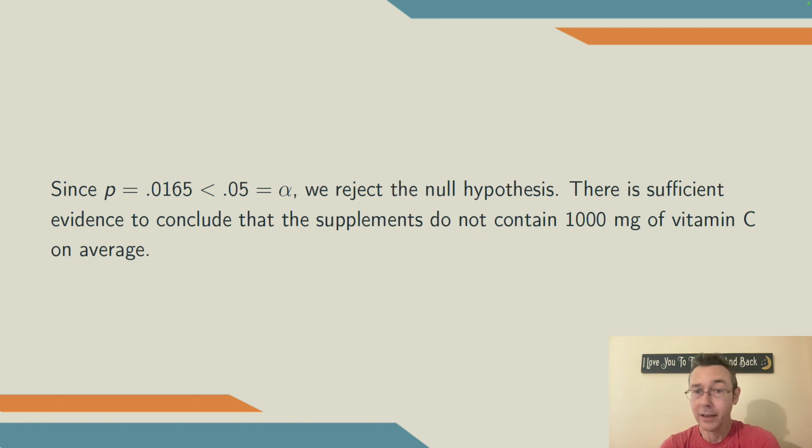This p-value is less than the alpha that we set at the beginning, so we are able to reject the null hypothesis. There is sufficient evidence to conclude that the supplements do not contain 1,000 milligrams of vitamin C on average.